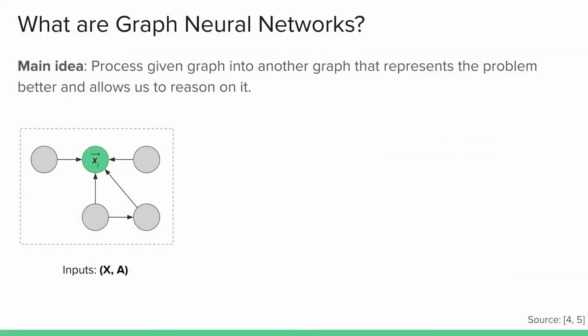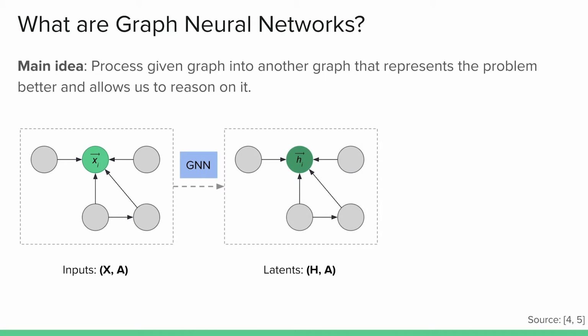So what are graph neural networks, and why are they so powerful and so exciting? The main idea for graph neural networks is very similar to many other fields. We take our input, in our case now it is a graph already. We try to learn a better representation that is specific to our problem, that helps us to reason on our data, on this problem. So we take this input graph here that is represented by the nodes X and the adjacency matrix A.